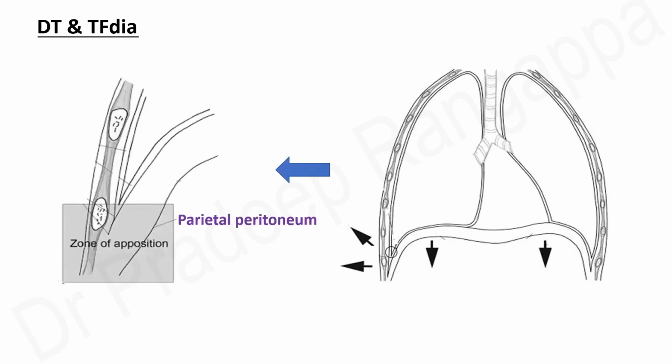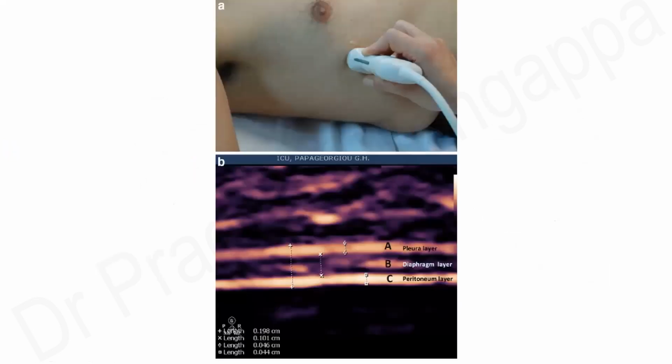Here we would see the parietal peritoneum. This is the diaphragm. This is the lung, and this is the pleural space, and then you have the parietal pleura. This is an important area, the costophrenic angle, where there is opposition of these structures, where we look at the diaphragmatic thickness. For diaphragmatic thickness, we place the curvilinear probe in the anterior axillary line at the area of the costophrenic angle where you see the diaphragm. The diaphragm will look something like this. You'll have a peritoneal layer, a pleural layer, and this is the diaphragm.